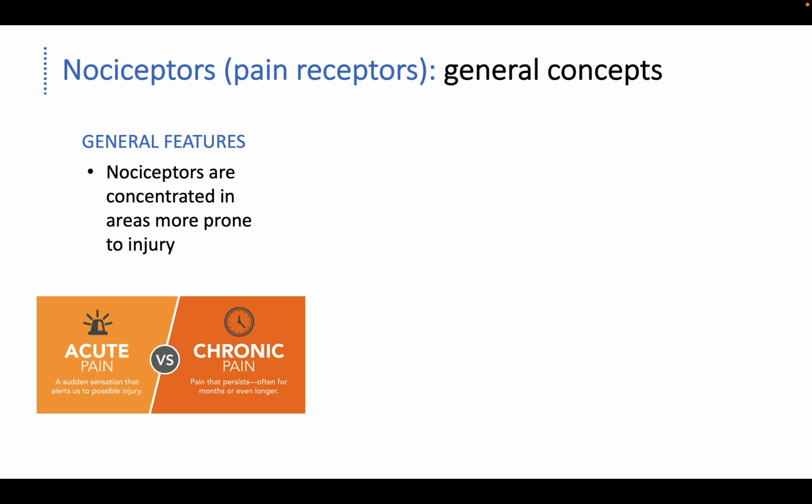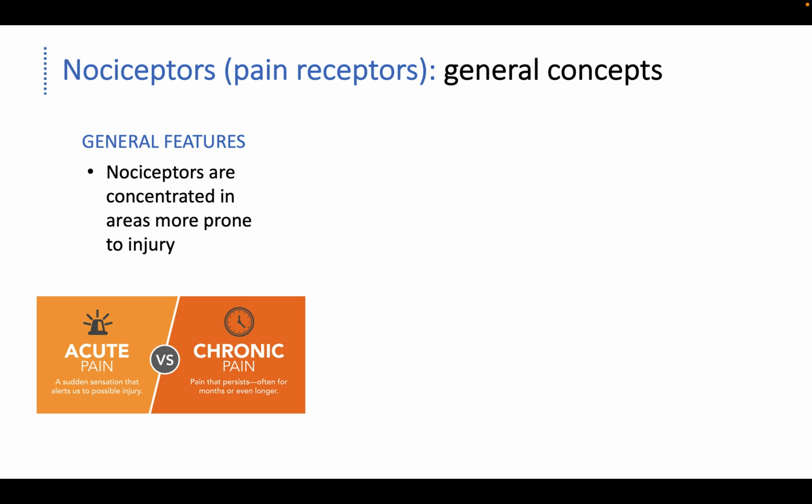So for our pain, so for nociceptors, we've talked about this a few times. These are going to be generally very slowly adapting or very limited adaptation. And as we said earlier, this is a good thing, right? We want to be able to continually notice a painful stimulus because this is a protective physiological mechanism, right?